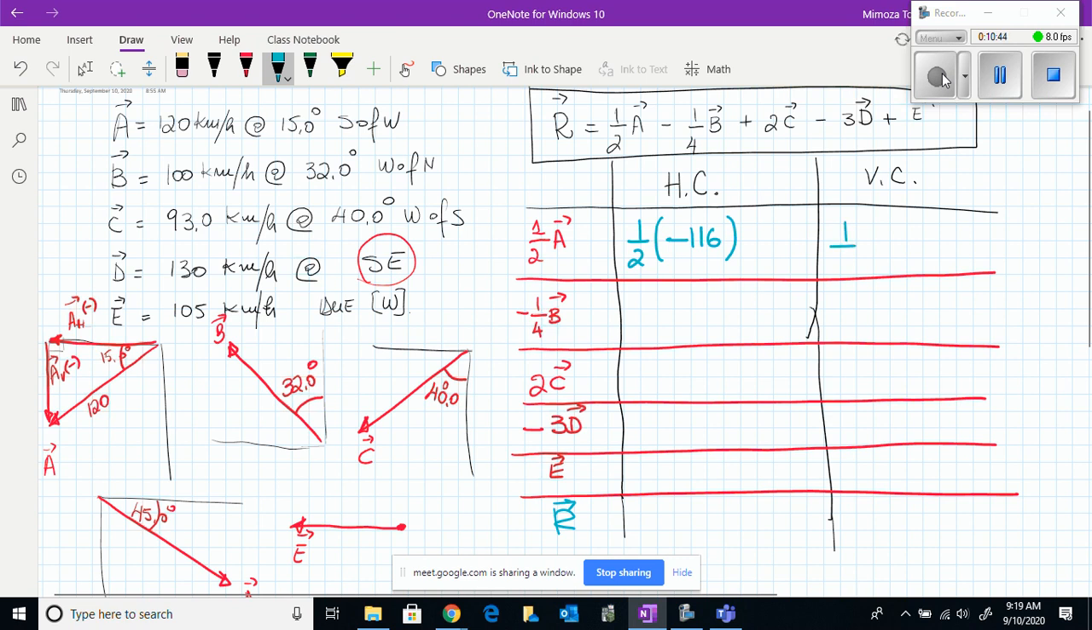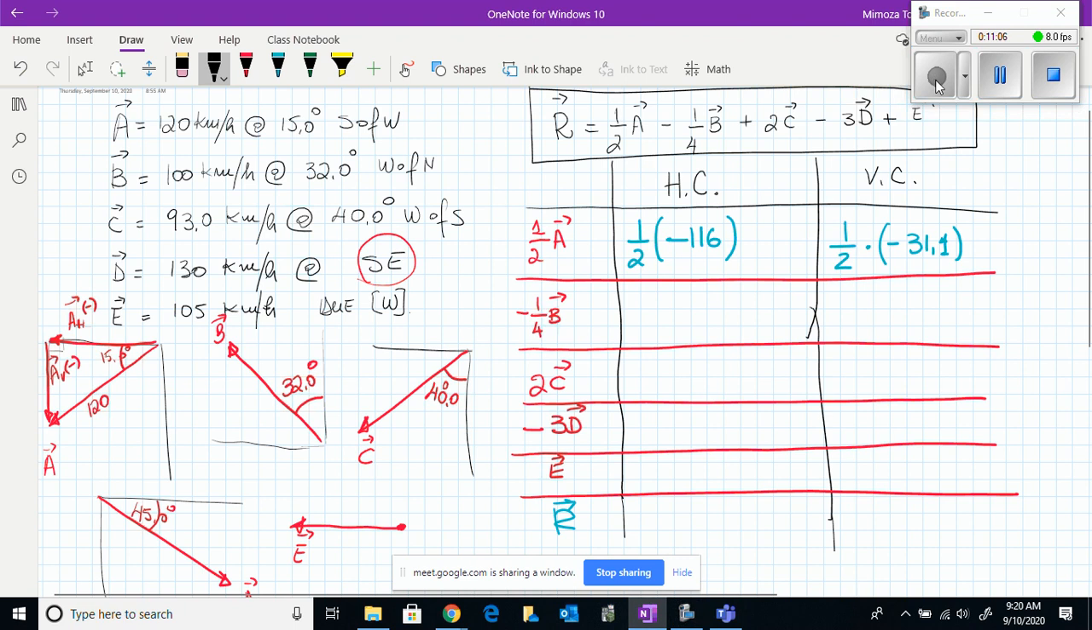1 over 2 that the formula obligates us, times, we said that is negative 31.1. Are we okay up to this point? Now we'll move to the next vector, vector B.